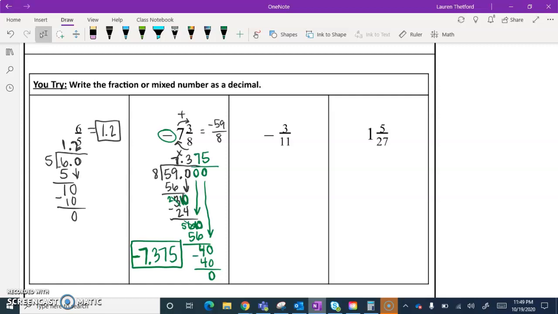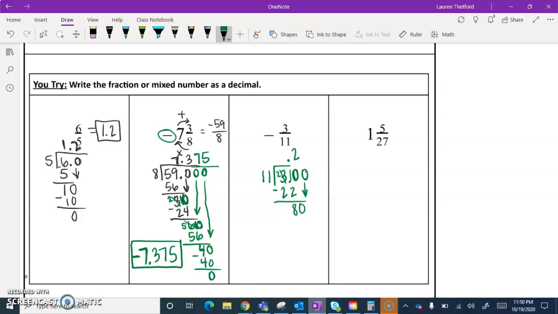All right, the fourth one. So 3 goes on the inside because it's the top number, and I'm dividing that by 11. 11 does not go into 3, so I need to add a decimal, and I add a decimal above. And I follow that with a 0. 11 goes into 30 2 times. 2 times 11 is 22. When I subtract that, I get 8. 11 goes into 8 0 times, so I need to add another 0, and I'm going to bring that one down.